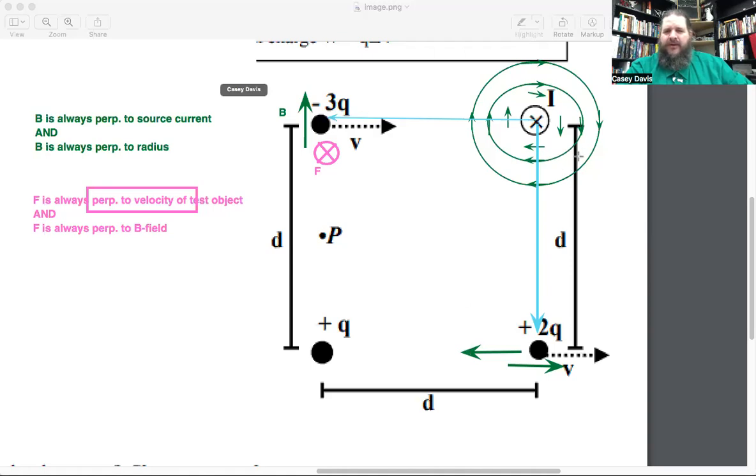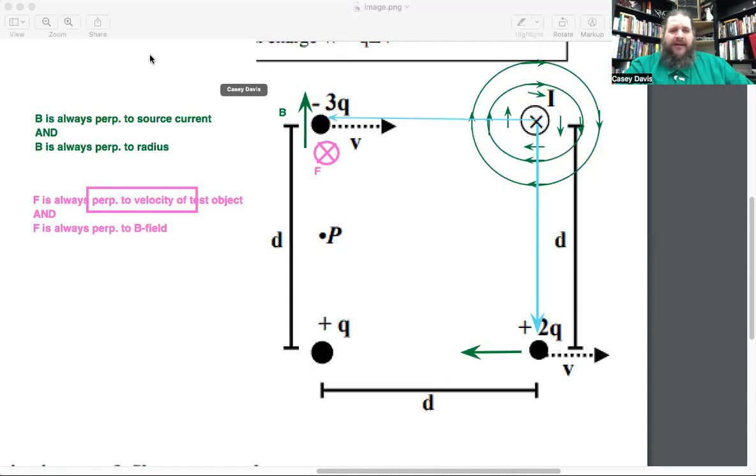We can see that from the concentric circles we drew out earlier. Under the current, we have a leftwards trend. And you can also use the other variation on the first right-hand rule. Put your hand at the point of interest, stretch your fingers straight towards the source current, and swivel until you can curl your fingers in the direction of the source current. And your thumb will tell you the direction of the magnetic field at that location of interest. So in this case, that is definitely to the left.